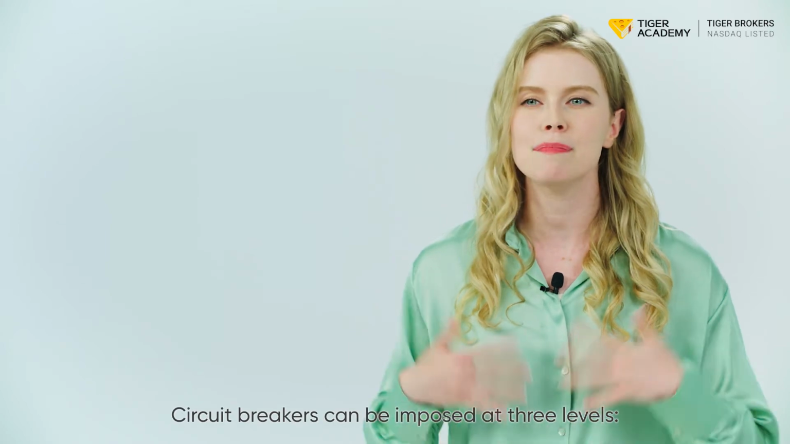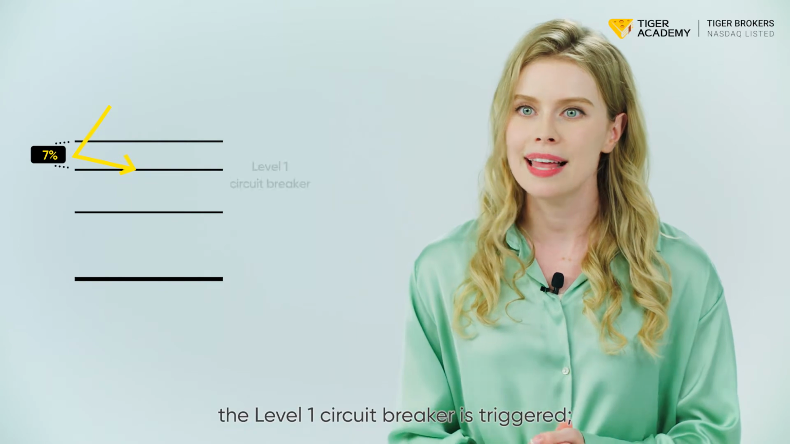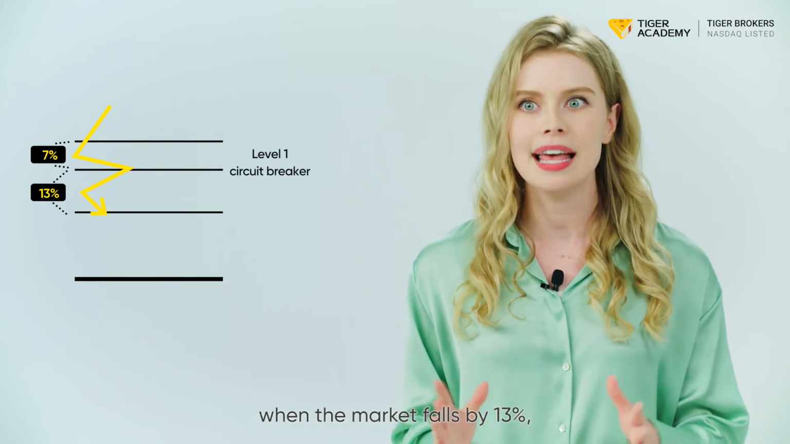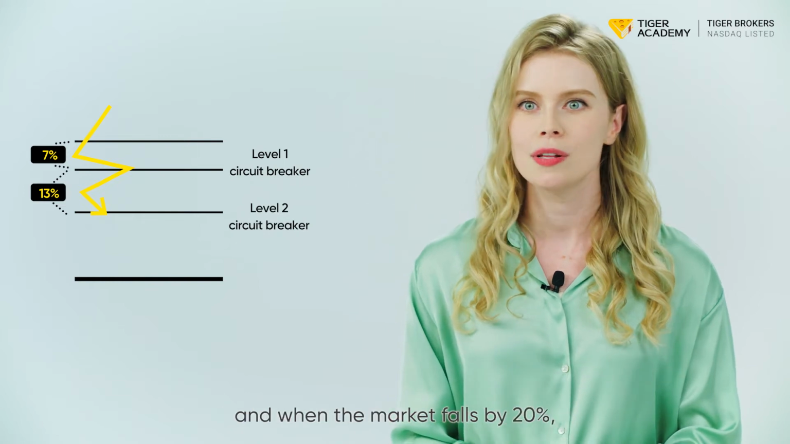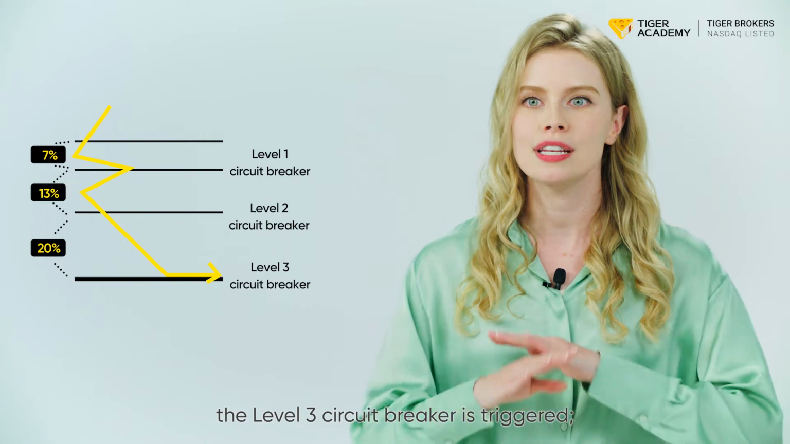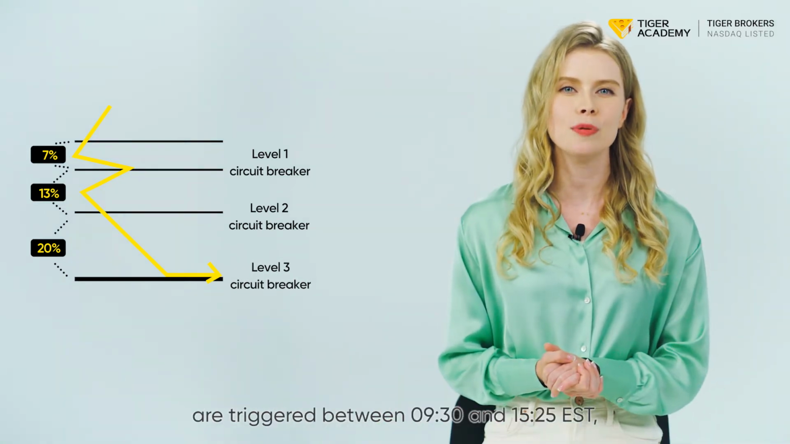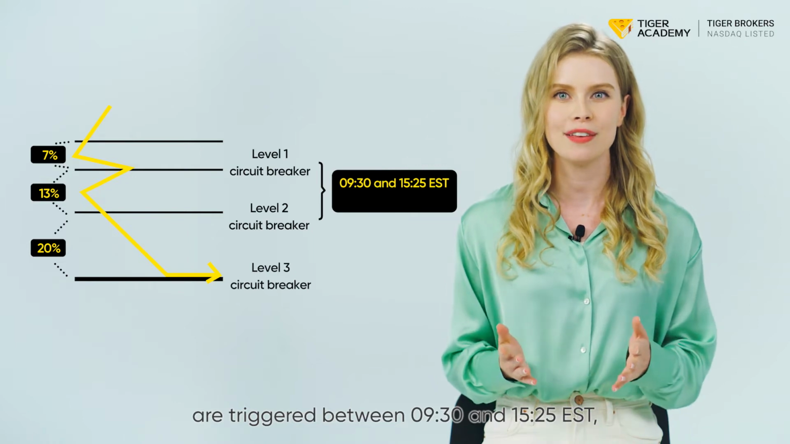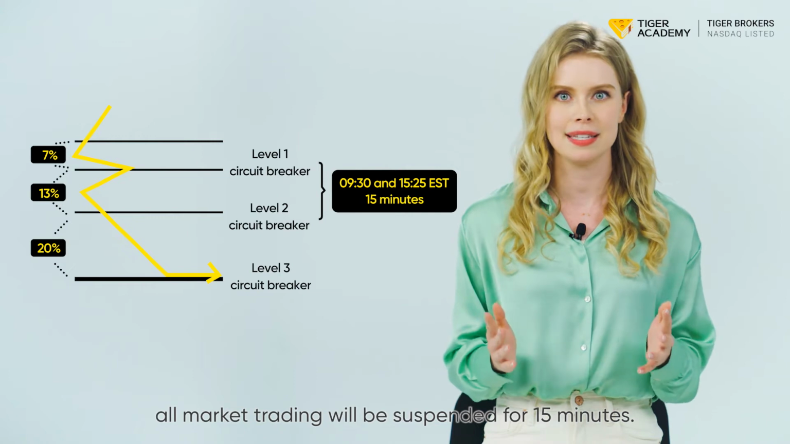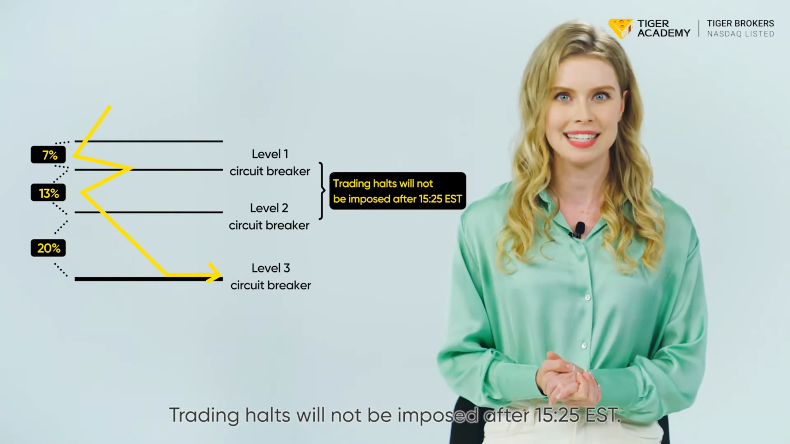Circuit breakers can be imposed at 3 levels. When the market falls by 7%, the level 1 circuit breaker is triggered. When the market falls by 13%, the level 2 circuit breaker is triggered. When the market falls by 20%, the level 3 circuit breaker is triggered. If the level 1 or level 2 circuit breakers are triggered between 9:30 and 15:25 EST, all market trading will be suspended for 15 minutes. Trading halts will not be imposed after 15:25 EST.